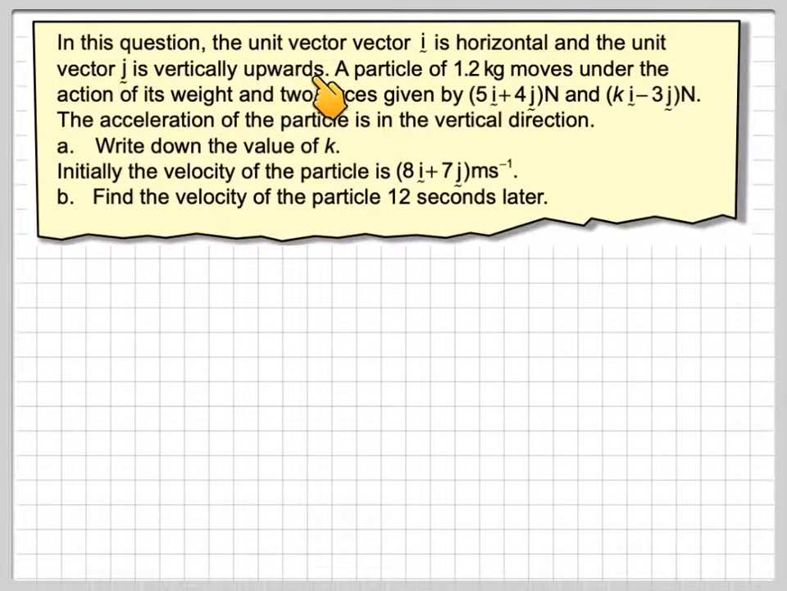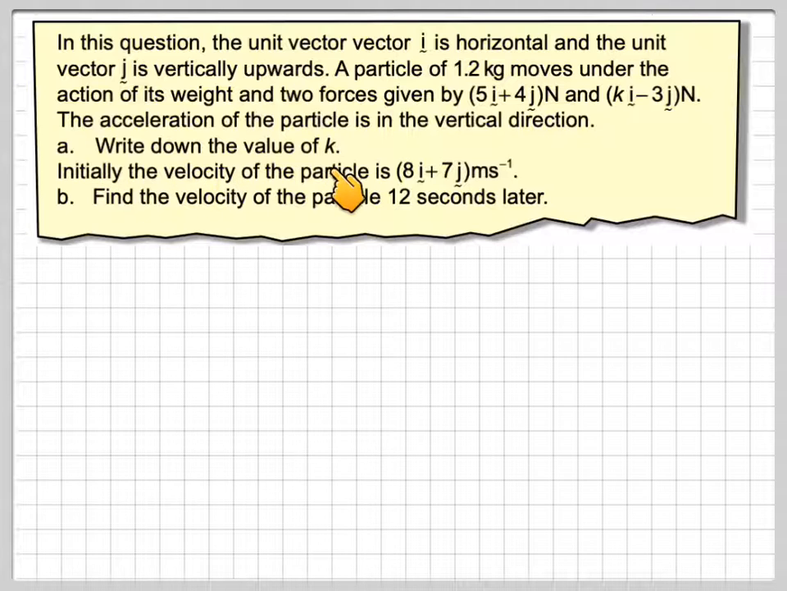In this question, the unit vector i is horizontal and the unit vector j is vertically upwards. A particle of 1.2 kilograms moves under the action of its weight and two forces given by 5i plus 4j and ki minus 3j newtons. The acceleration of the particle is in the vertical direction.